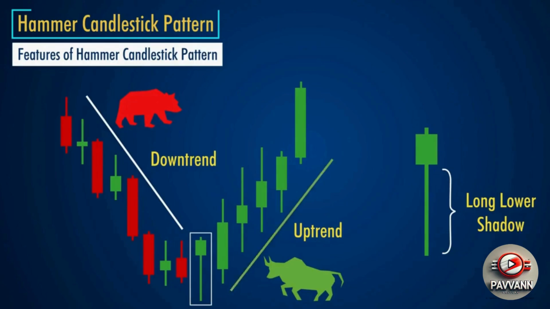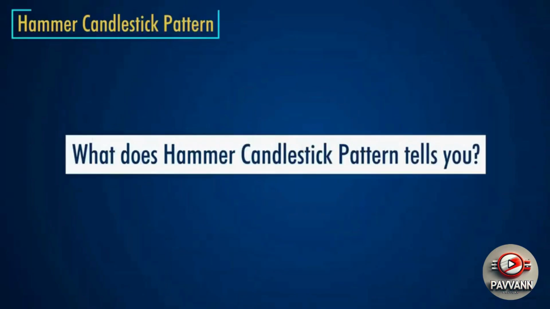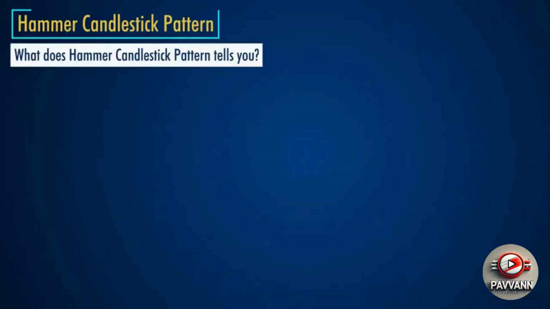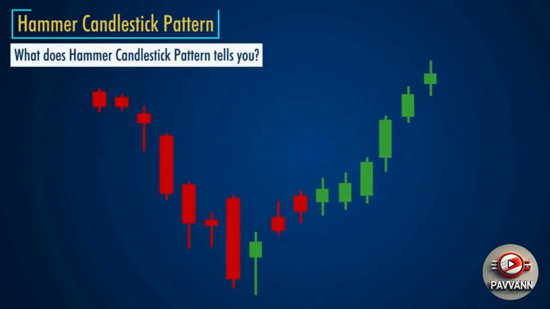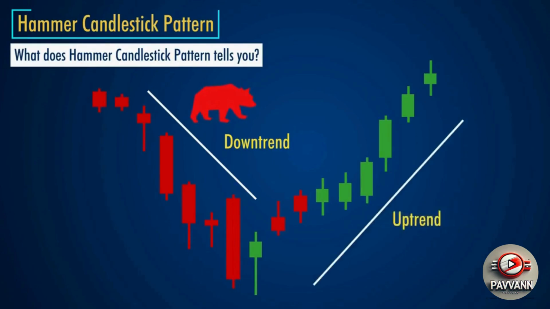What does the hammer candlestick pattern tell you? As the hammer is formed after the prices of the stock have been falling, it indicates that the prices are attempting to form a bottom. It further signals that the bears have lost control over the prices, indicating a potential reversal to an uptrend.